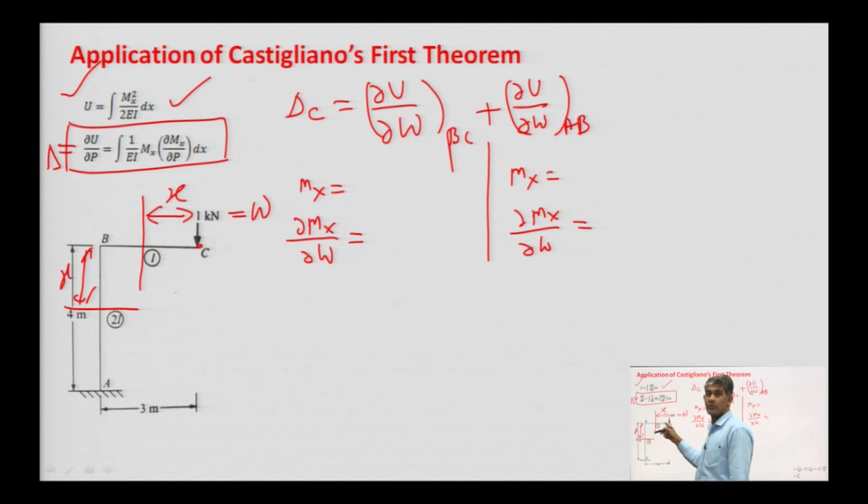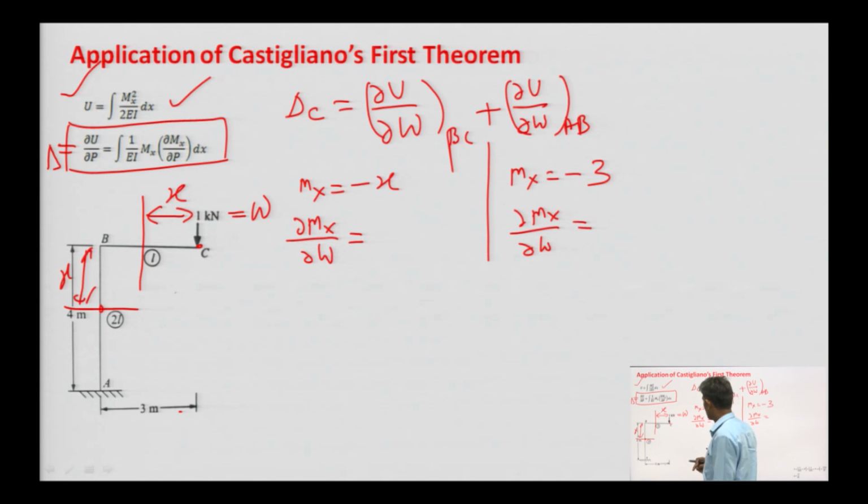Okay. So, replace 1 kilonewton by W. Then what is the value of m x for this section? For this section, it will be 1 into x. If we are taking clockwise as minus, then it is minus x. And for this segment, the value of bending moment at this point will be 1 into the perpendicular distance, which is 3. So, it is 3 and the direction is clockwise, so you will take minus sign.